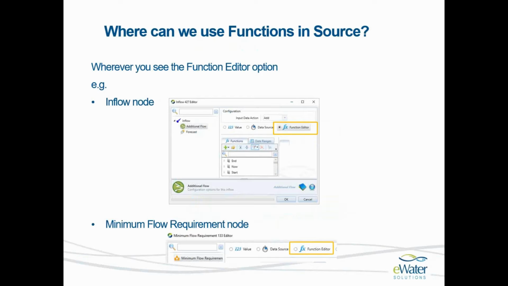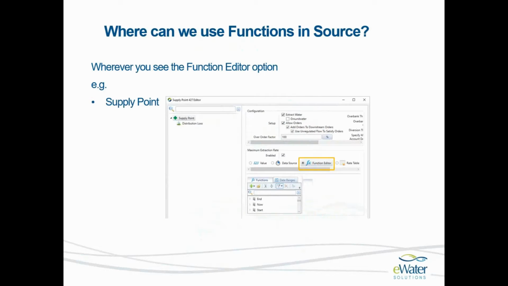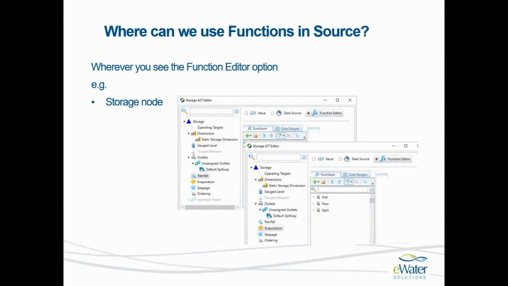So where do you use functions in Source? You use functions wherever you see the function editor option. As a few examples, on the inflow node, there is a button that allows you to access the function editor and type in a function. On the minimum flow requirement node, there is also a function editor option. On the supply point, there is a function editor option. And on the storage node, you can use a function to assign rainfall or evaporation. That will allow you to provide a factor on your rainfall or your evaporation.